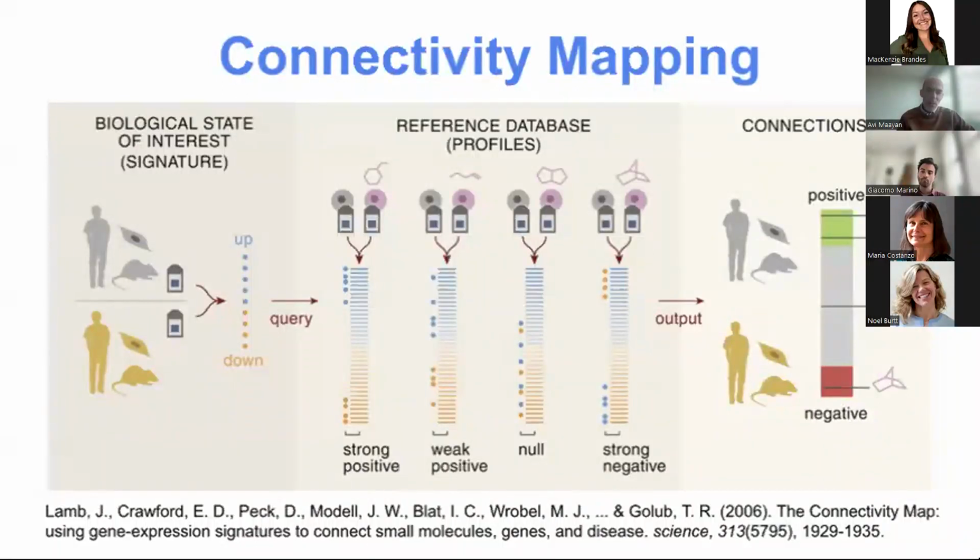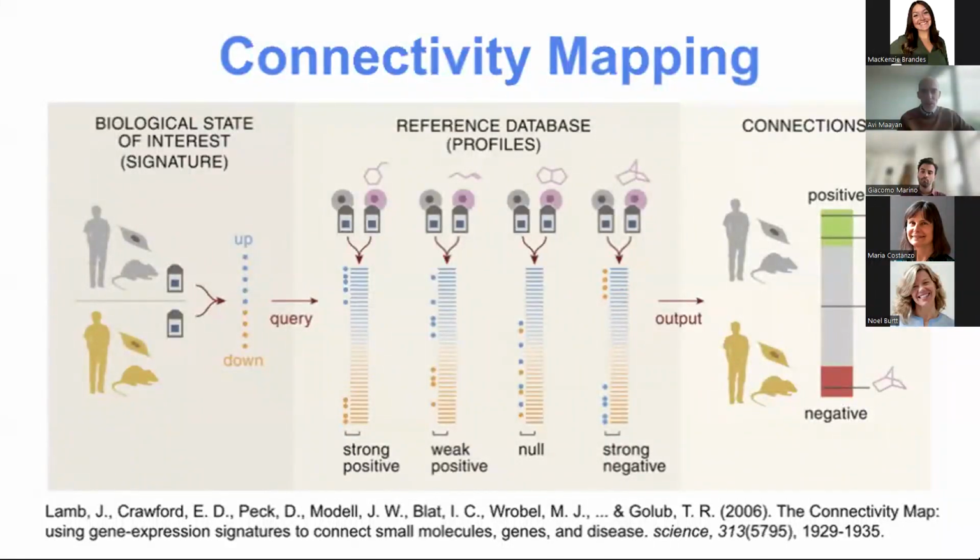The concept of Links started with this, I guess, revolutionary seminal paper that came out from the Broad Institute, headed by Todd Golub, and the first author was Justin Lamb. I'm sure many of you have heard about this concept of connectivity mapping. The idea is to build a database where you have collected a massive amount of gene expression signatures for single drugs and other genetic or chemical perturbations.